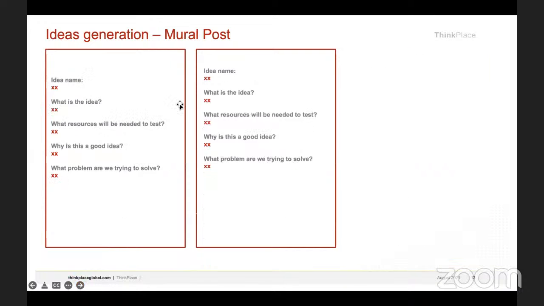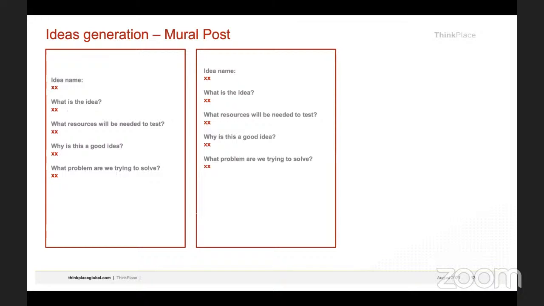So this is an example of an idea generation template. You ask yourself, what's the idea name? For example, in this case, apprenticeship. What is the idea? Taking young people, linking them to organizations where they can learn under a mentor. What resources do you need? First of all, you need students themselves that you're linking. You need to identify organizations who would be willing to offer apprenticeship. We need to identify the mentors as well. And you say, why do you think this is a good idea?